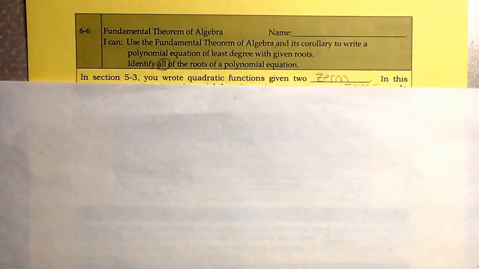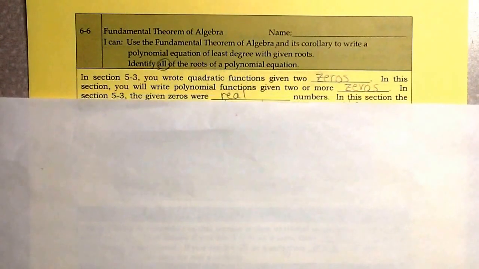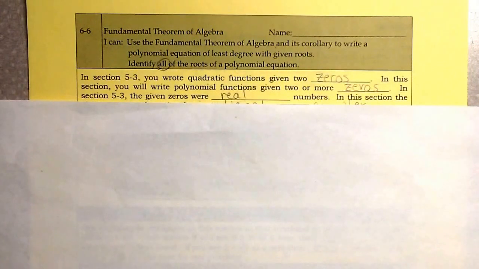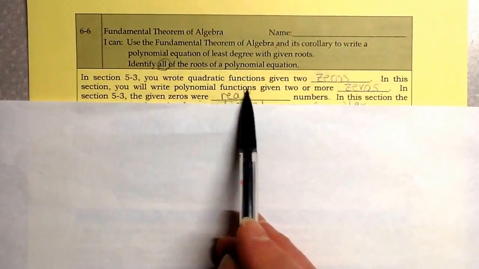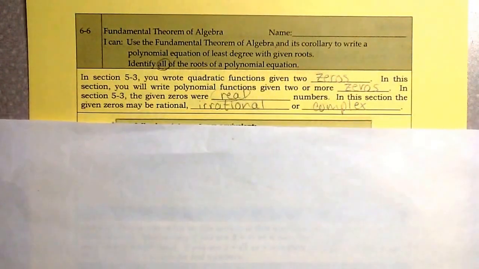So in section 5.3, you wrote quadratic functions given 2 zeros. In this section, you will write polynomial functions given 2 or more zeros. And in section 5.3, the given zeros were real numbers. In this section, the given zeros may be rational, irrational, or complex.